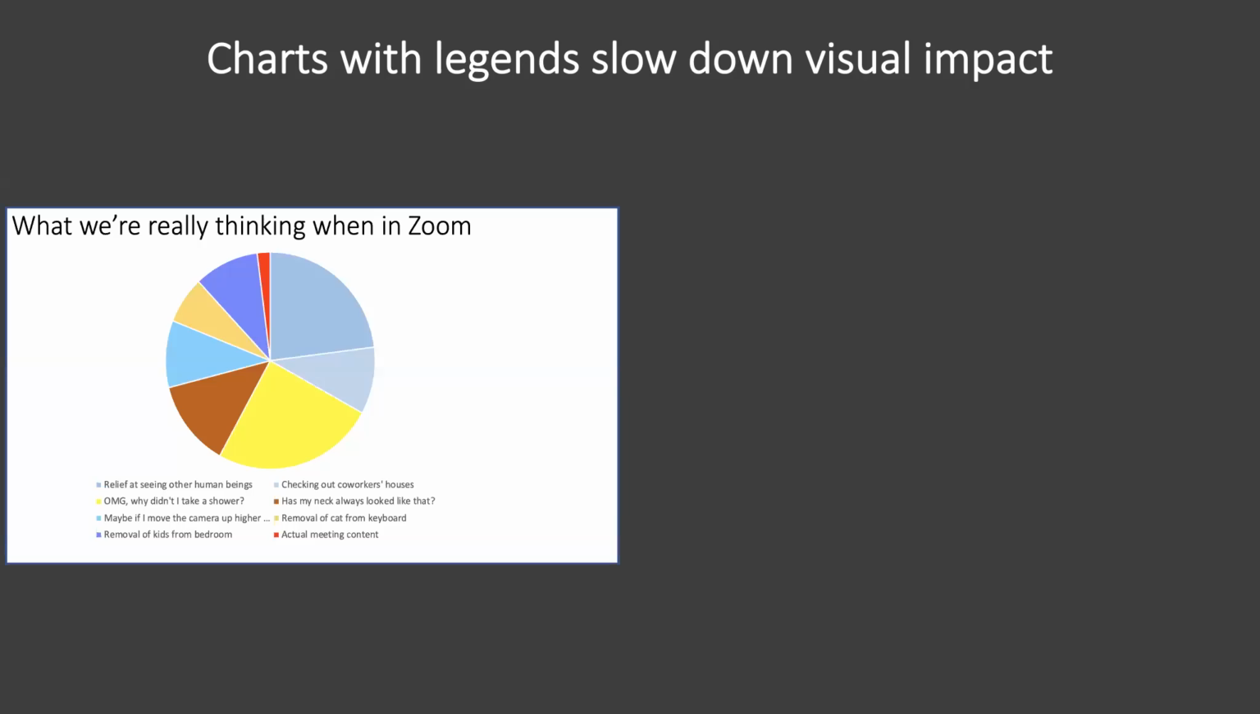Starting with charts. Most of us have seen charts with legends. Those actually slow down your audience's understanding of the content. So we want to get rid of legends to speed up that visual impact. Think if you ever saw this slide. You go through the thinking process of matching and going back and forth from the legend to the pie chart to the legend to the pie chart.